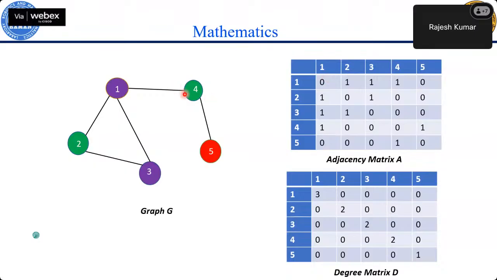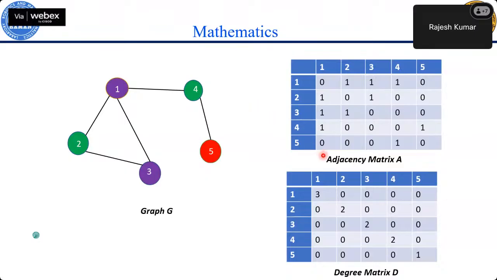If it is directed, then if it is going out we take it as positive 1, and coming in we take it as negative 1, and likewise. Since it is not directed, we are taking 1 and 0. So you can see, if I know this matrix A, that means I know this graph. That is how we do it.